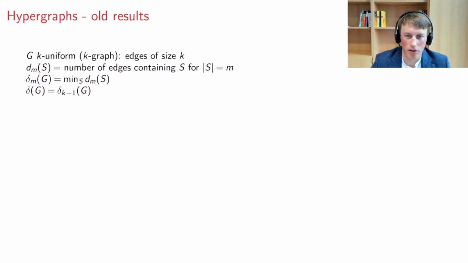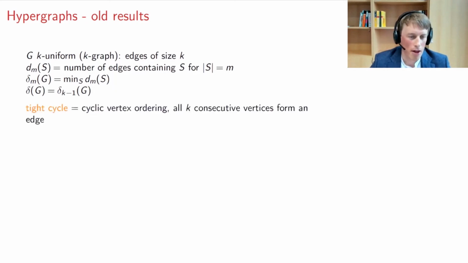Okay, so that was the commentary concerning degree. What about cycles? I focus on tight cycles in this talk. That means I have a cyclic vertex ordering, and always k consecutive vertices form an edge. From now on, this will just be called a cycle, always tight cycles in this talk.